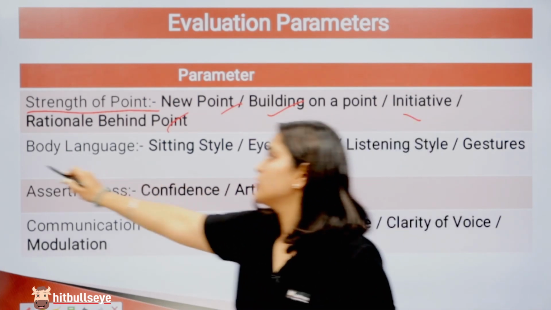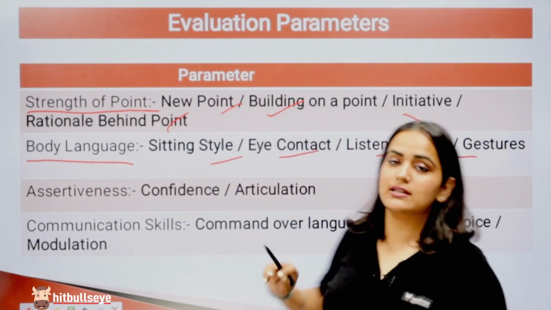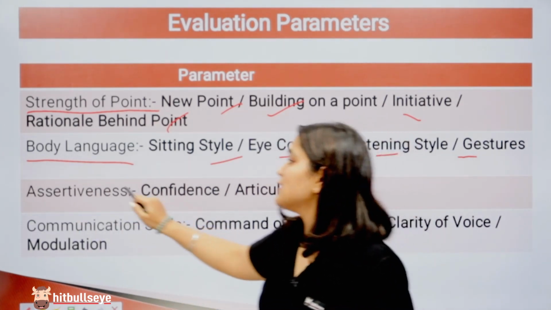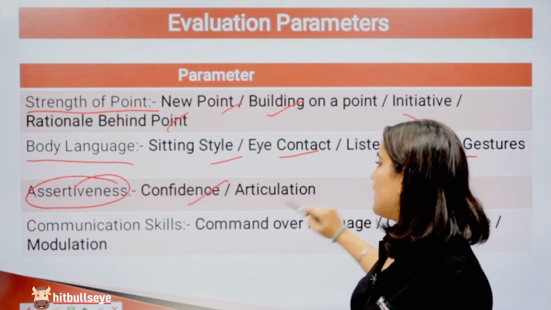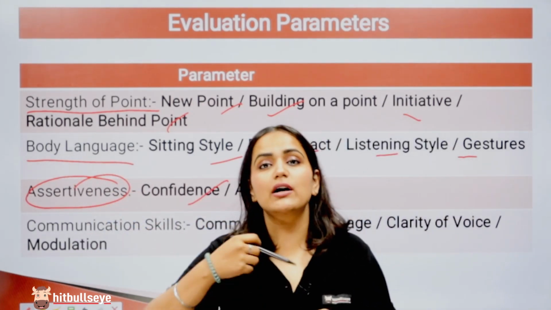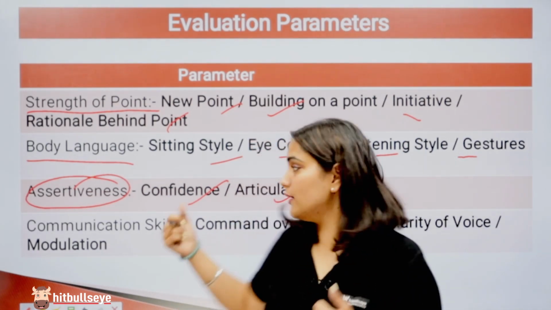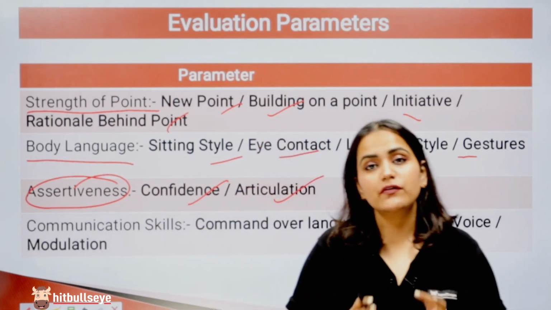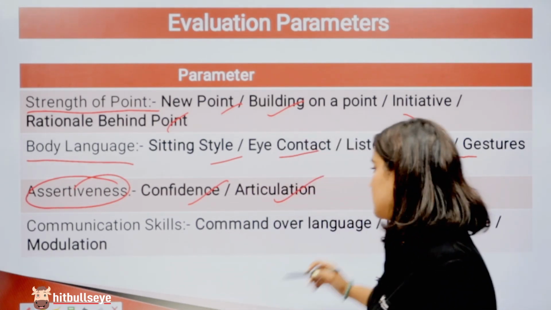Now, body language, sitting style, eye contact, listening style and gestures. These all are pillars of this particular parameter. Now, assertiveness, how confident you are and how articulately or how correctly you present your ideas, comes under assertiveness. Communication skills.